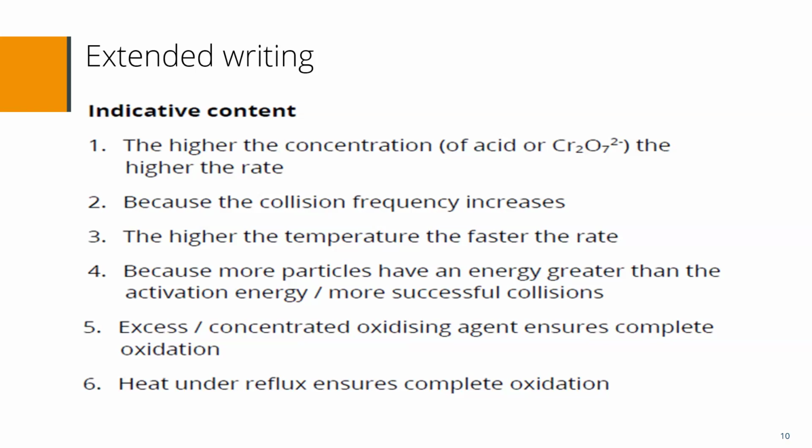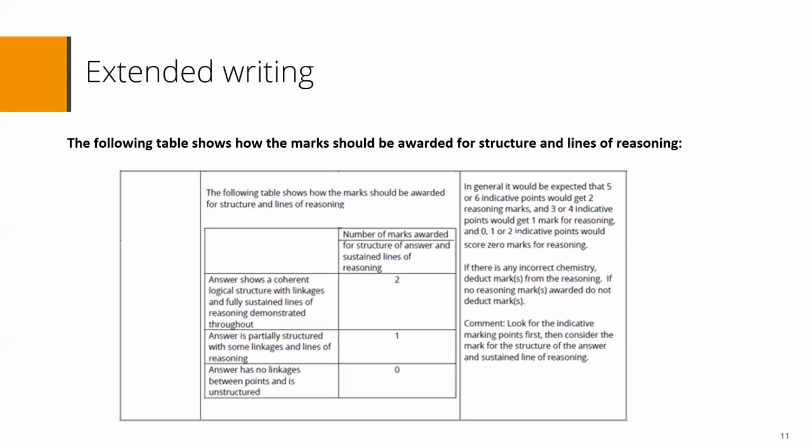So how do they get the next 2? Well, the next 2 relate to the way in which they structure their answer and the lines of reasoning, so linking the points together. If their answer shows a coherent logical structure with linkages and fully sustained lines of reasoning, they will get 2 marks. If the answer is only partially structured with some linkages and lines of reasoning, they'll get 1 mark. And obviously, if there's no structure to it, they will score 0.